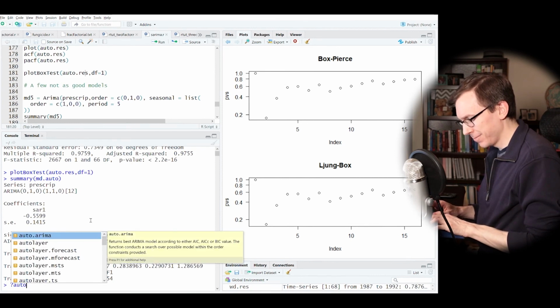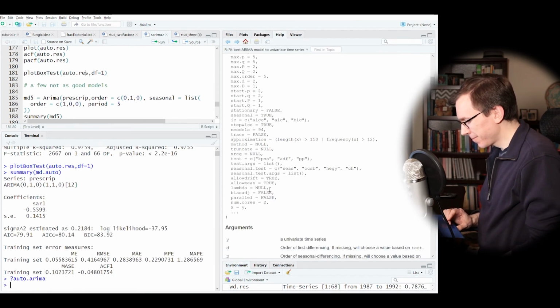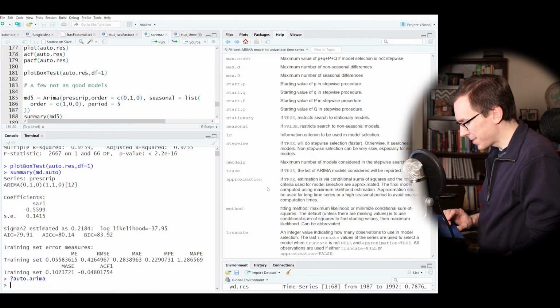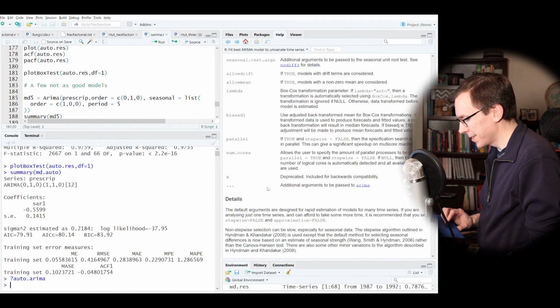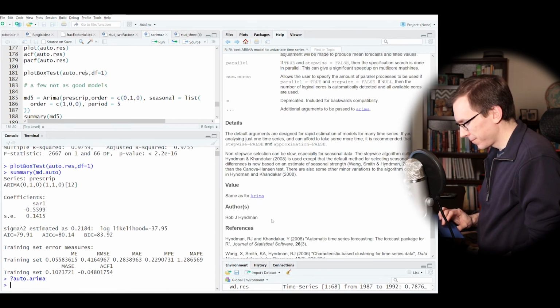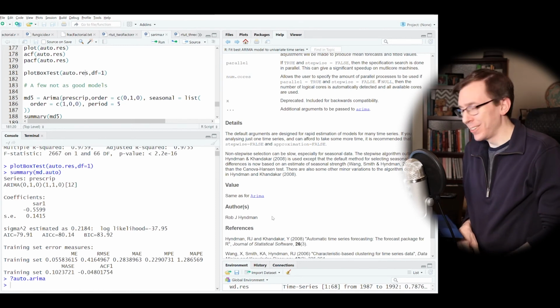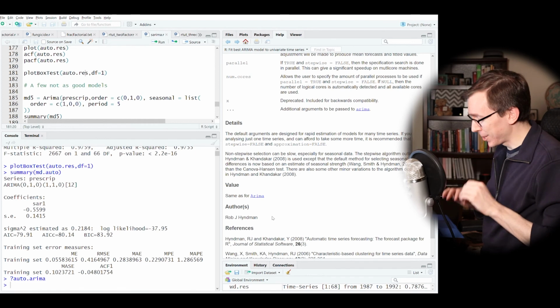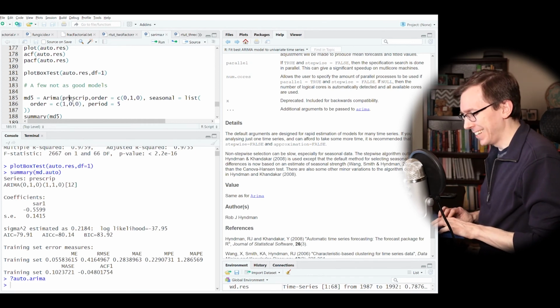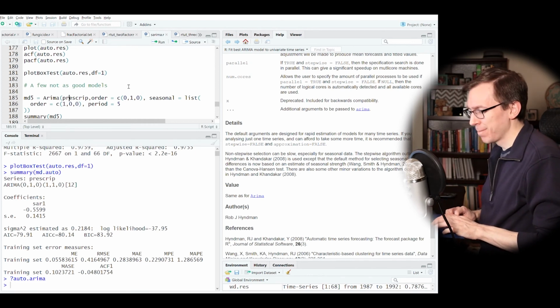Let's check. Who coded this? Usually there are authors on some of these. Rob Hyndman, we'll say. Well, thank you, Rob, for coding this. It worked really well on this data set, so I'm glad that we have access to it.